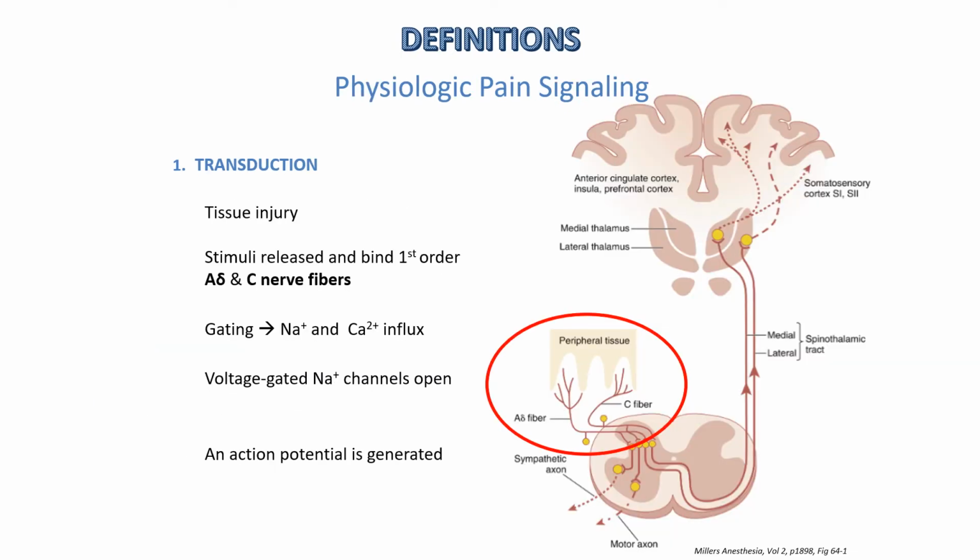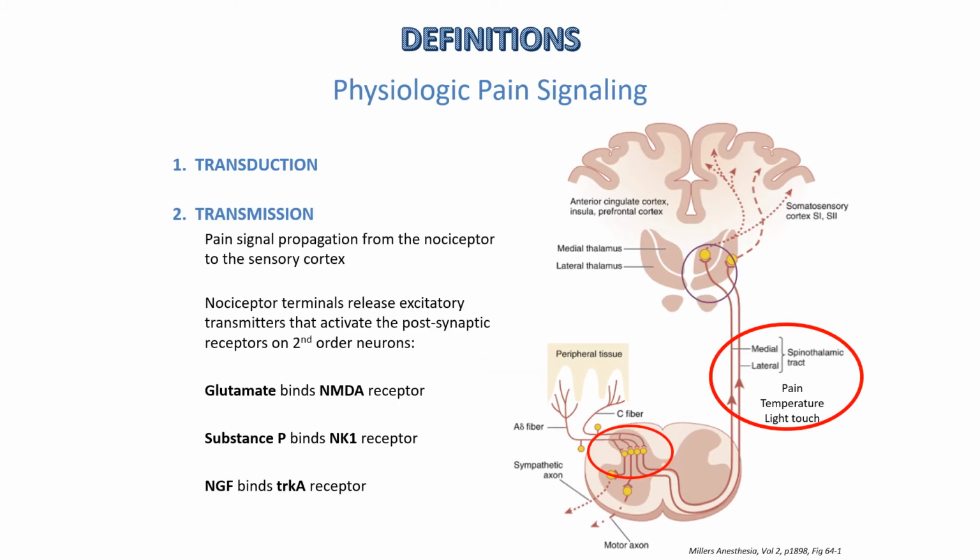So physiologic pain signaling begins with transduction, with tissue injury, stimuli bind first order A delta and C nerve fibers, causing the gating of sodium and calcium channels to have an influx and voltage gated sodium channels to open, generating an action potential. Second, transmission, where pain signal is propagated from the nociceptor to the sensory cortex via the spinal thalamic tract. The nociceptor terminals release excitatory transmitters that activate postsynaptic receptors on second-order neurons.